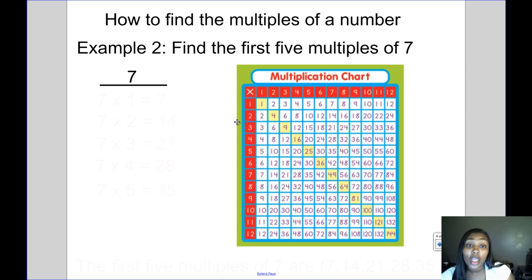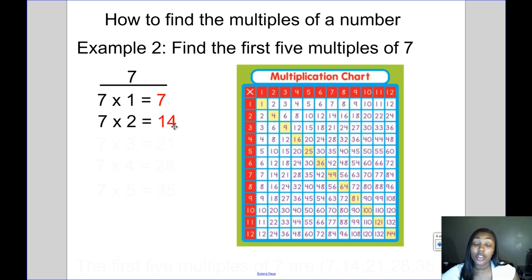So we want to look at the first 5 multiples of 7. And we want to have a limit to the number of multiples that we give because, like I said, multiples can go on forever. So the first multiple of 7, well, what's 7 times 1? It's 7. Then the second multiple would be 7 times 2, which is 14.